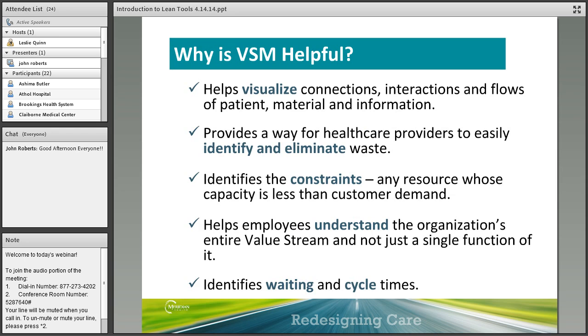Why is it so helpful? Why is it such a great tool? Value stream mapping really helps us, again, visualize those connections, interaction, flow of the patient, material and information, and begin to look at how it flows throughout the organization. It provides us a way to easily identify waste and eliminate it. It usually identifies the constraints or bottlenecks that we have.